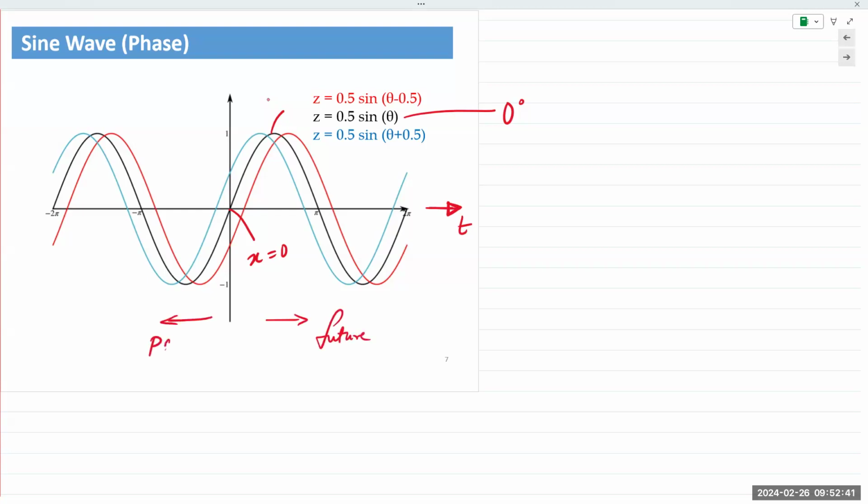This is the past. If you look at the blue waveform, with respect to the black waveform, the blue waveform has arrived earlier or ahead of the other two. Think on that statement for a few seconds. The blue waveform is ahead in time of the other two waveforms.